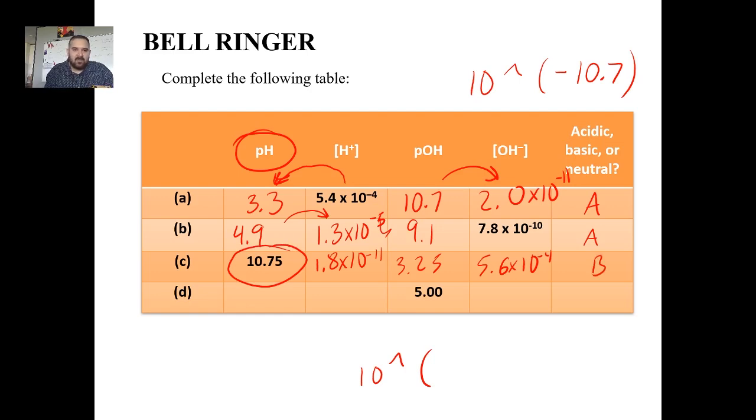Now this last one, let's go ahead and solve it the same way. We're going to do 14 minus 5, which leaves us with 9 for our pH. And then our H plus concentration, we're going to hit second log, minus 9. That gives us 1 times 10 to the power of minus 9. And then over here, it's going to be the same thing, except 1 times 10 to the power of minus 5. And because our pH is 9, this is also a base.